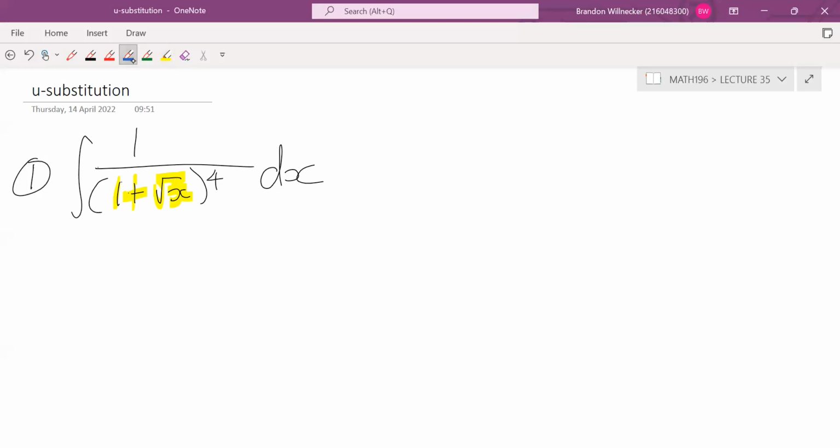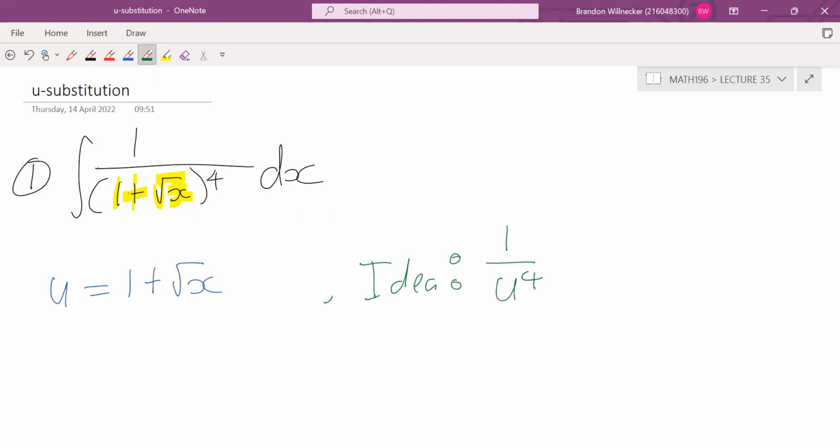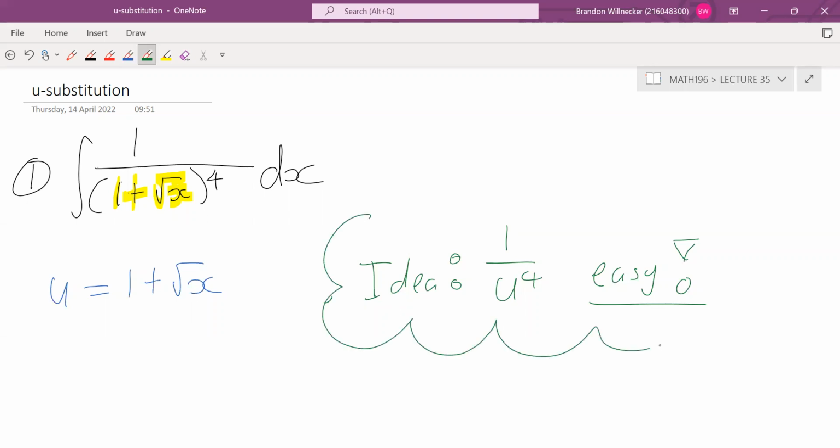So what we do is we substitute this complicated expression for another variable to make it easier. So we say u is equal to 1 plus root x. Why? Because the idea is that we want something like 1 over u to the 4, because that's easy. That's the idea that we're trying to do. We let u be this complicated part inside so that if we replace this with u, it makes it easier to solve. So let's just put this in a cloud. This is the idea we want to do.